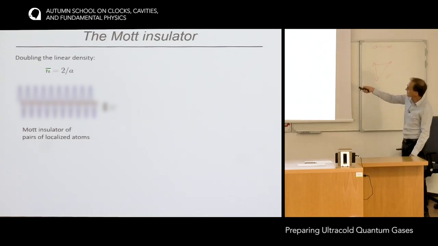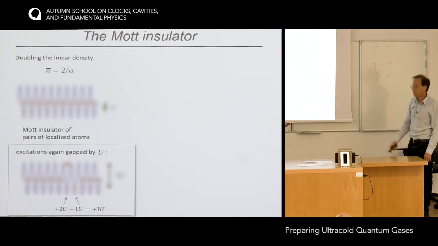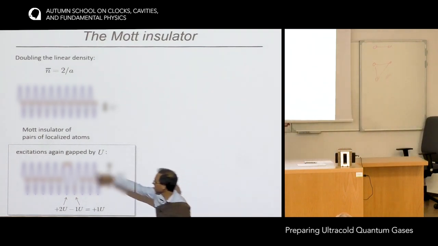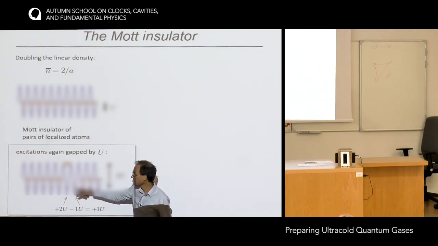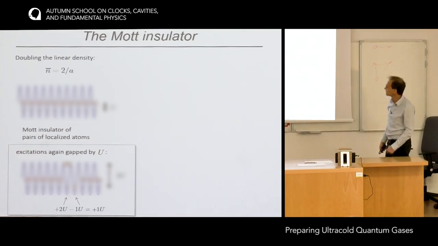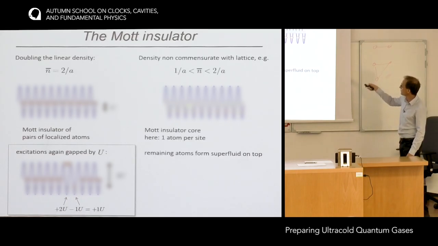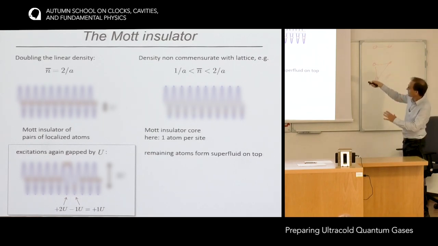If I have twice as much density, I will obtain such a state. It's also gapped. If I move one atom to the side, again I have to expend energy, because here I suddenly have 3 U. Of course, here I save 1 U because I don't have 2 anymore, but all in all I still spend 1 U. So this is favored. And if I have something in between, I get, say, a Mott insulator on bottom, 1 atom per site, plus a superfluid on top.